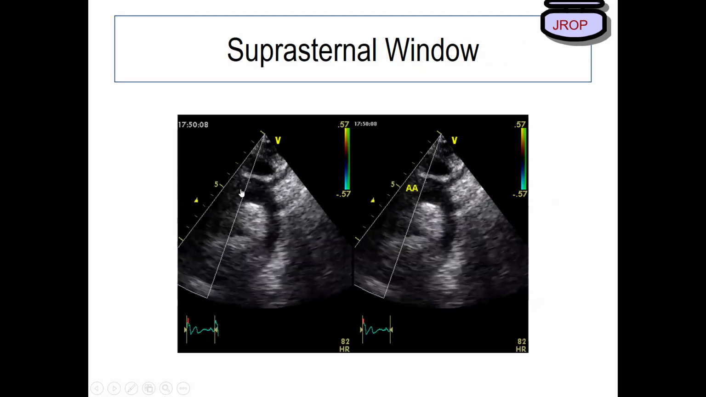So we have ascending aorta, arch of aorta, descending aorta. Here is the left subclavian, left common carotid, and then the innominate arteries. You could see much better and clearer over here, 1, 2, and 3 over here.